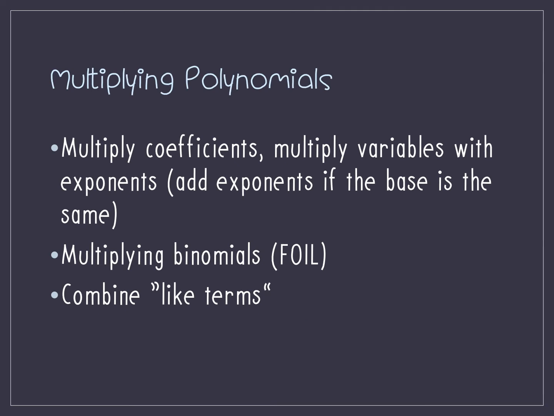So next is multiplying polynomials. So when you multiply polynomials, you're going to multiply the coefficients. When you multiply variables with the exponents, remember you add them if the base is the same. And then when you multiply two binomials, you can either use distributive property or you can use the acronym FOIL. And then after you FOIL, you may have to combine some like terms. So let's try some examples.